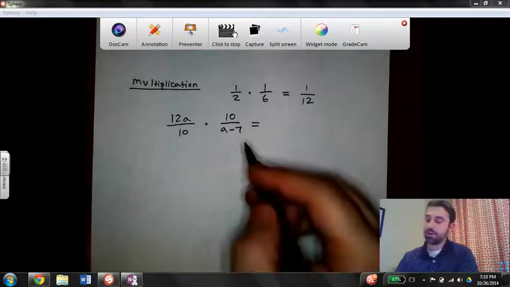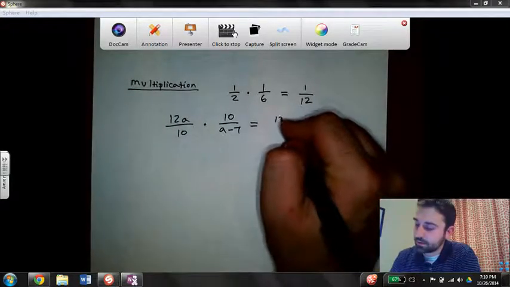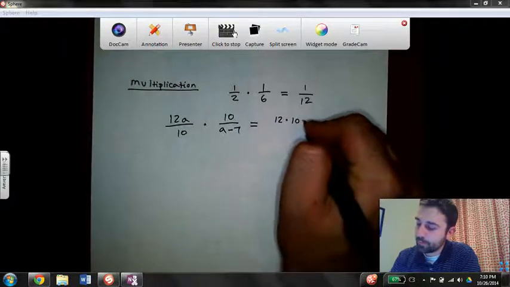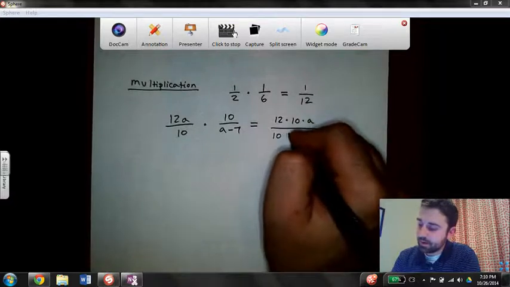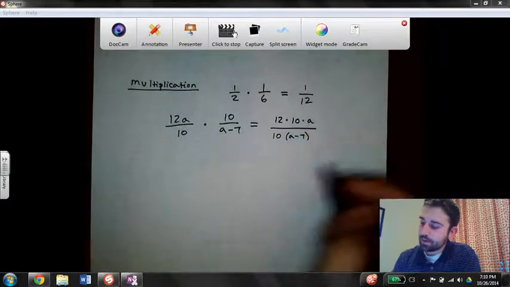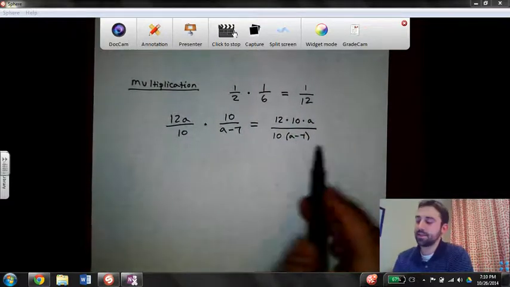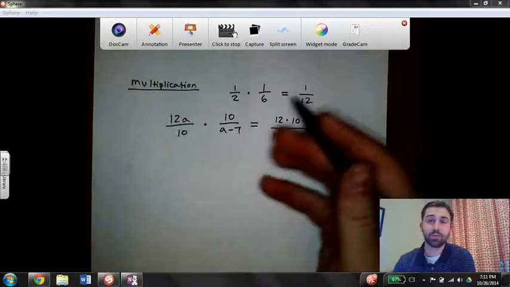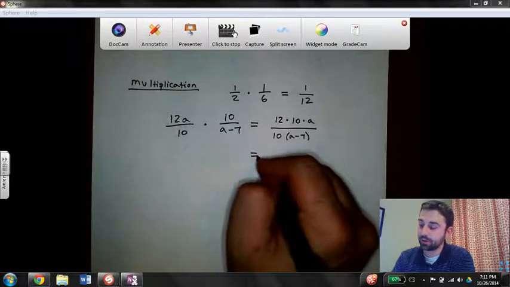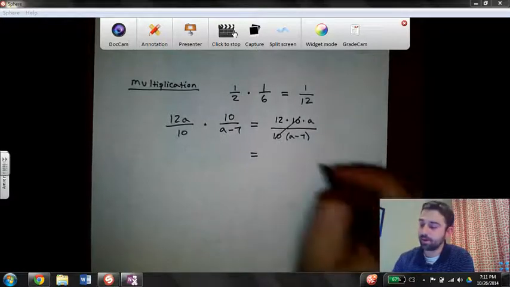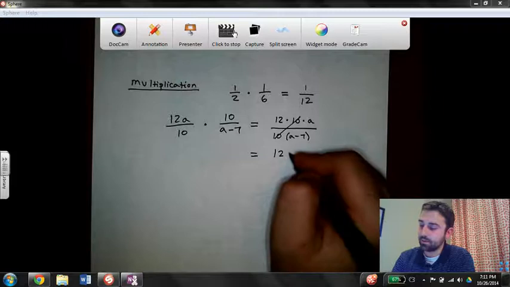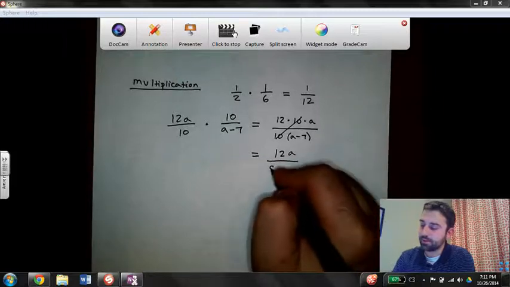Now notice when I multiply straight across, I'm going to leave it as a list of factors, because when I get down to this step, I can see that I'll be able to cancel out a few terms. So this 10 in the numerator and 10 in the denominator will cancel, leaving me with 12a divided by a minus 7.